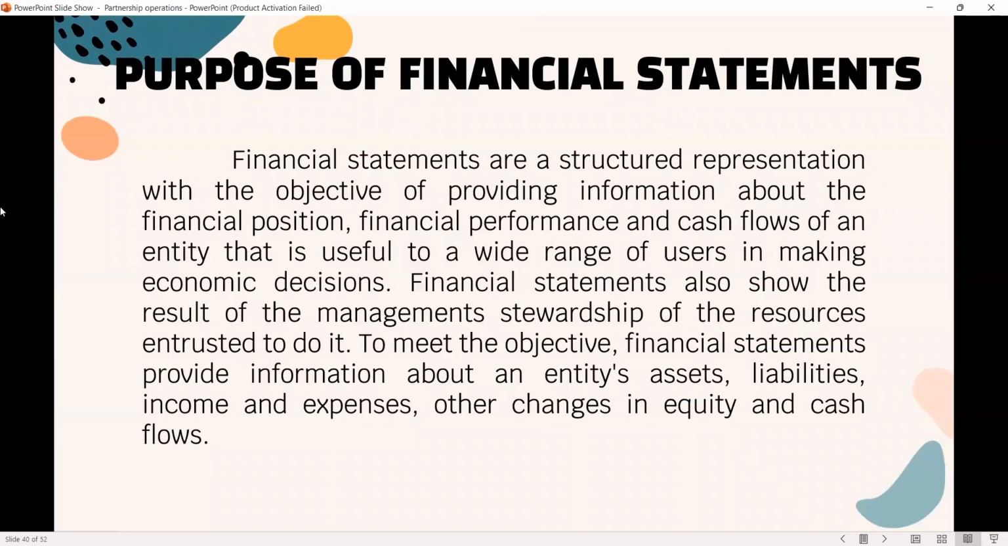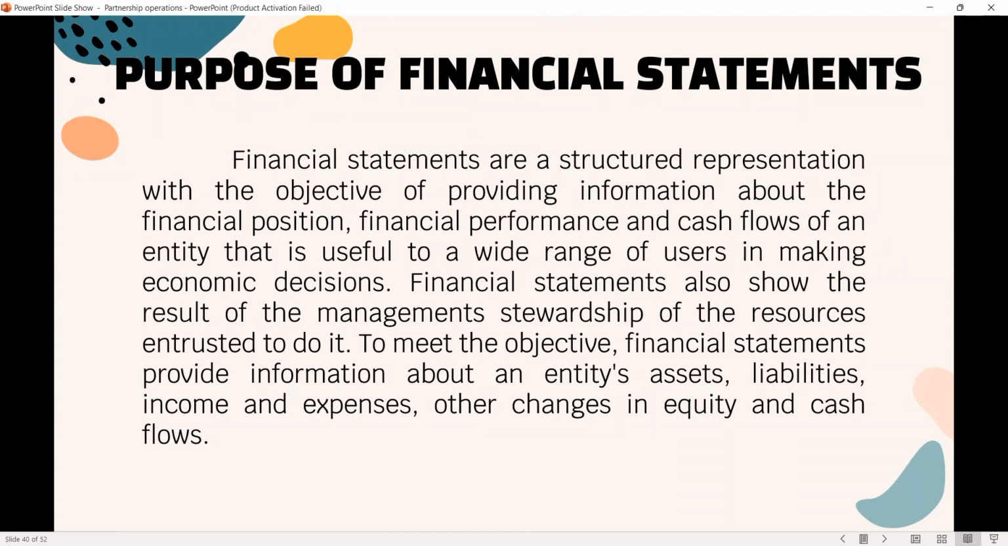So, what is the purpose of financial statements? First, financial statements are a structured representation with the objective of providing information about the financial position, financial performance, and cash flow of an entity that is useful to a wide range of users in making economic decisions. Financial statements also show the result of the management stewardship of the resources entrusted to it.